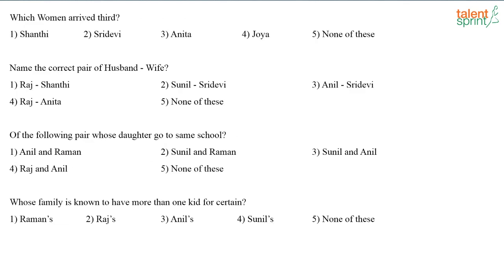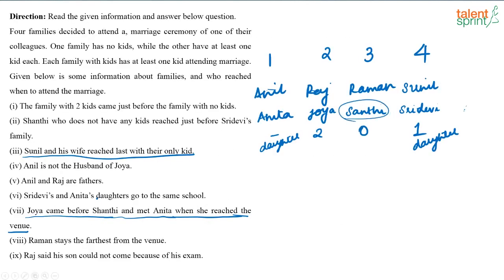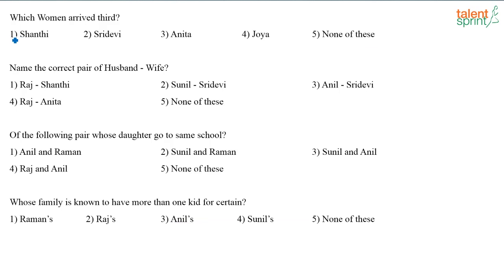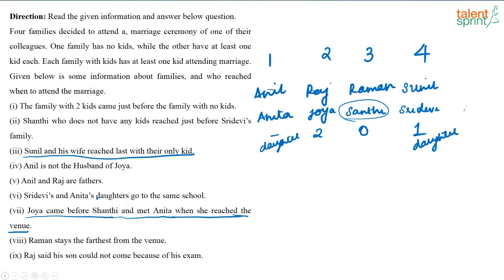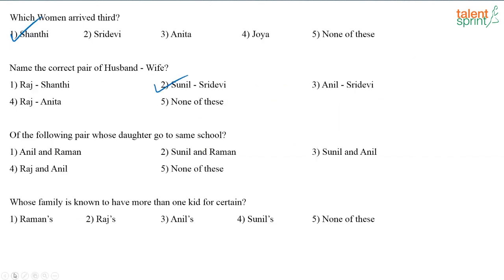What is the first question? Which woman arrived third? According to the given information, you can see that Shanti has arrived third. Next, name the correct pair of husband and wife. Sunil and Sri Devi. That's the correct pair. Correct? Now, of the following pairs, whose daughters go to the same school? Anita and Sri Devi's daughters go to the same school, or Anil and Sunil's daughters go to the same school.